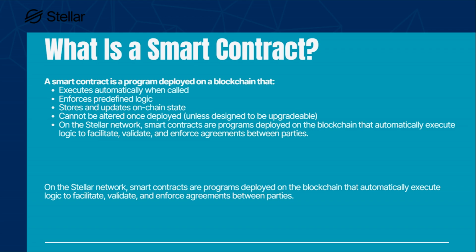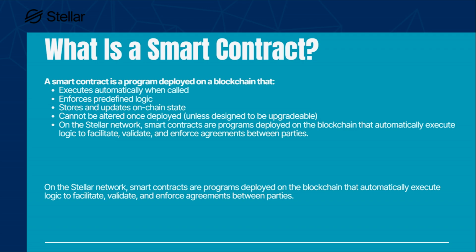Fifth, the Stellar specific characteristics. On the Stellar network specifically, smart contracts do more than just exist. They actively facilitate, validate, and enforce agreements between parties. Stellar's design philosophy emphasizes real-world financial use cases, so Soroban contracts are optimized for financial operations.